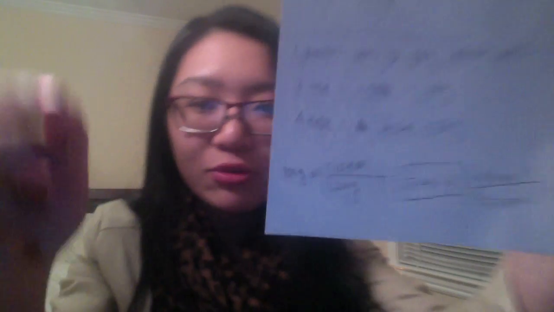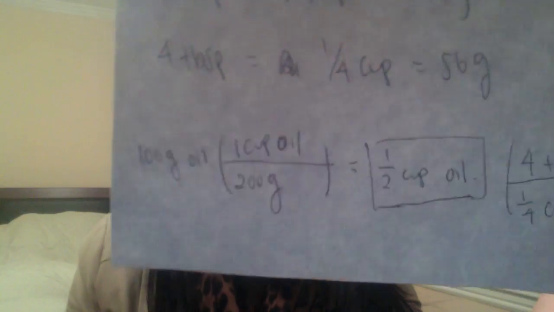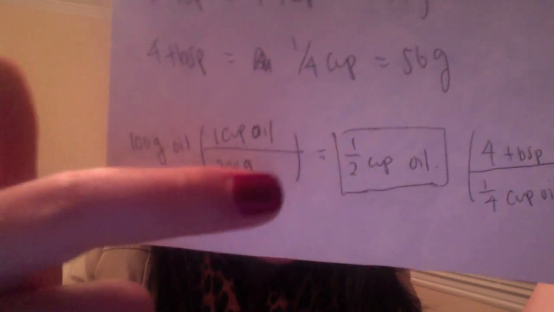People in America usually just use the cup system because it's much easier. So I did a really simple example here. I just wrote it down. If the recipe calls for 100 grams of oil, I'm going to do it the chemistry way because I'm just used to doing that. So I just kind of multiply it.